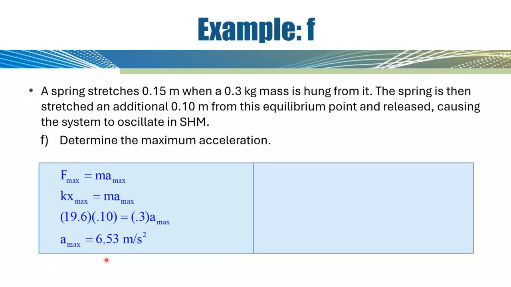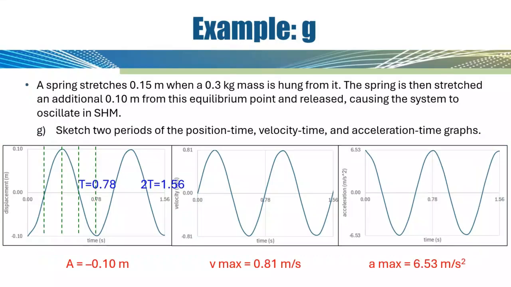But we could also find the acceleration using our new equation that the acceleration is equal to the negative amplitude times angular frequency squared. So I'm keeping the negative sign. My amplitude also happens to be negative 0.10 times 8.08 squared, and I get an acceleration of 6.53 meters per second squared again. So the answers are matching, and it's maybe a toss-up in terms of which one's easier in this case. Letter G says, sketch two periods of the position time, velocity time, and acceleration time graphs.